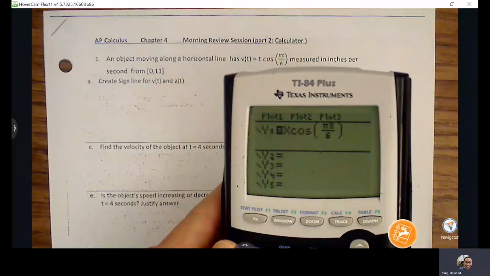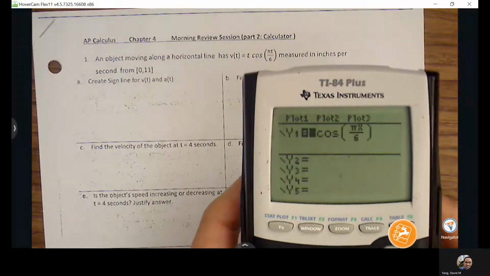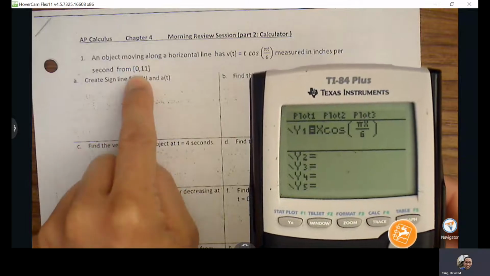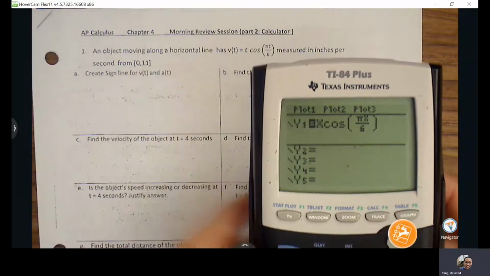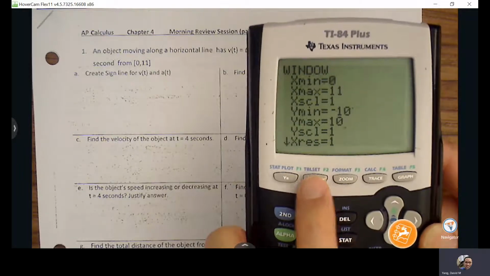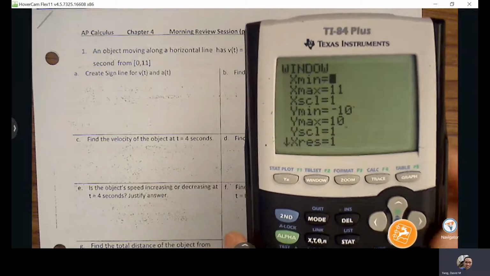Go to y equals, type in x cosine pi x over 6. They say the interval is from time value 0 to 11. So if you click on the window button, you can adjust your time, your x min, x max from 0 to 11.